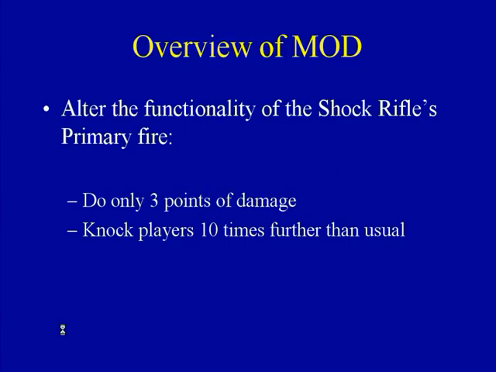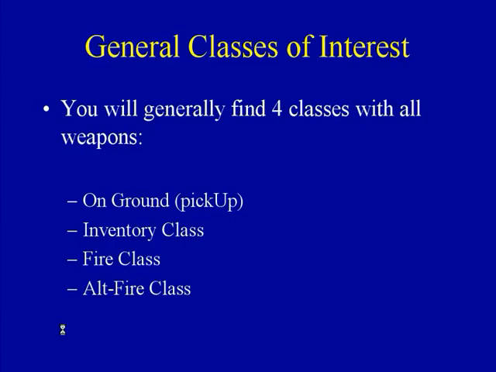Exactly. So, the overview of our mod. What we want to do is alter the functionality of the shock rifle's primary fire. What we want to happen when we use our concussion rifle is basically 3 points of damage is going to be inflicted upon whoever gets struck with it. Also, that poor player or bot will be knocked 10 times further than usual, which will make things quite amusing for us, anyways. And it's just kind of a fun little mod. It's very quick, very easy to do, and overall has a lot of value in regards to how to go in and do something like this.